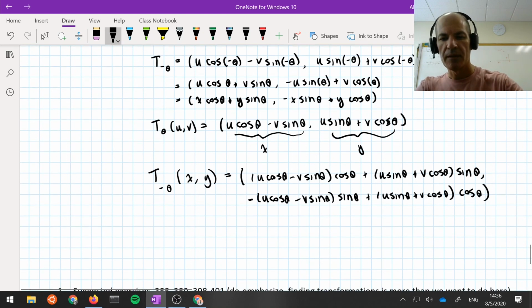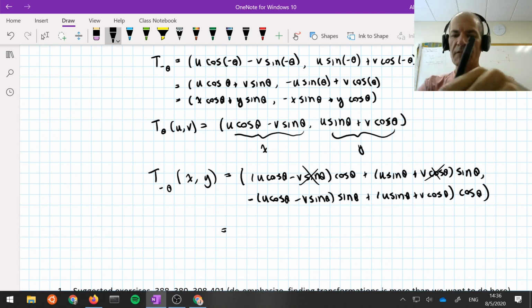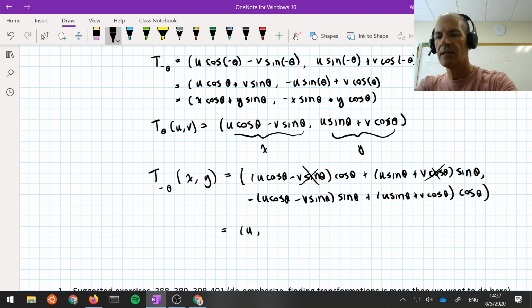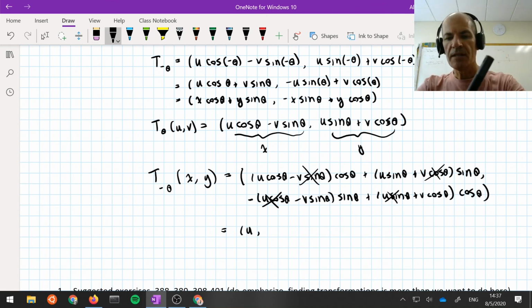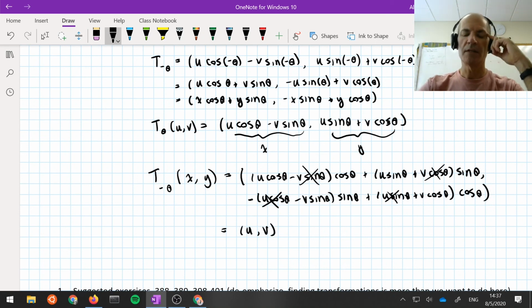Now we should simplify. We see a minus v sine theta cosine theta and a plus v cosine theta sine theta. So this bit is going to go away and this bit's going to go away. What's left behind is u cosine squared plus u sine squared, and we recognize that as just u. Let's look at the second coordinate now. We have minus u cosine theta sine theta plus u sine theta cosine theta, so these are going to cancel. What's left is plus v sine squared plus v cosine squared, and that simplifies to v.